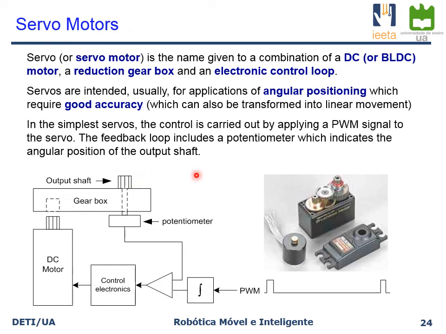And of course, in this case, this is a very simple servo. The feedback loop just includes a potentiometer, which is not a very precise way of measuring the angle, but at least is very inexpensive. And the control is also very simple, since you can generate a pulse width modulation signal and by changing the time that the signal is on, you can change the output angle of the shaft.